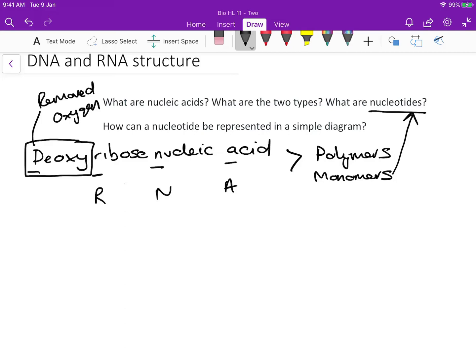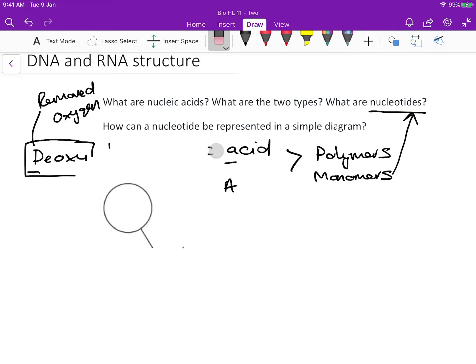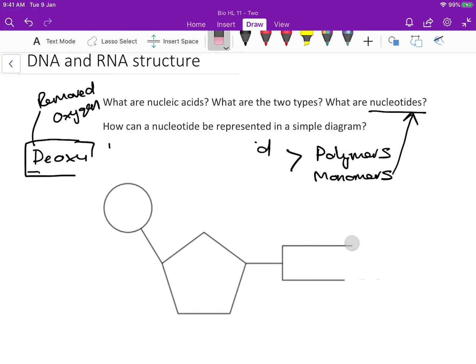So here we go. I'm going to rub and reveal this. Here is our nucleotide. So the first thing is that we draw a circle. One of our first key bits is a circle, and then we're going to join it to a pentagon. And you can see that we've joined it in a particular spot, and that is important for the diagram. And then we join that to a rectangle. So I want you to draw along and try and label it.